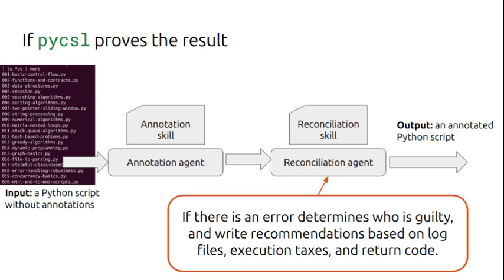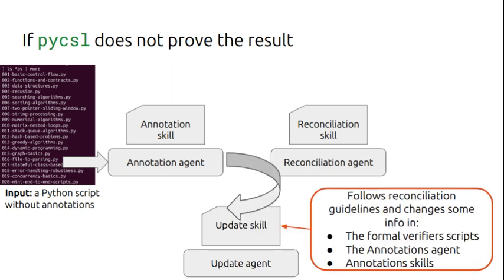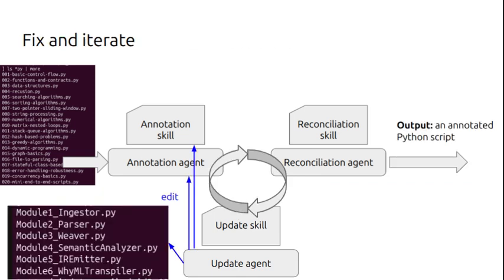The reconciliation agent has nothing to do. Otherwise, the reconciliation agent is going to, given what it has as data, maybe the original Python analyzer, which is wrong, or the example or the annotation, determine who is the guilty agent, and then give some information to an update skill, whose job is actually to edit and modify, for instance, the annotation agent or the original Python code that we wrote.